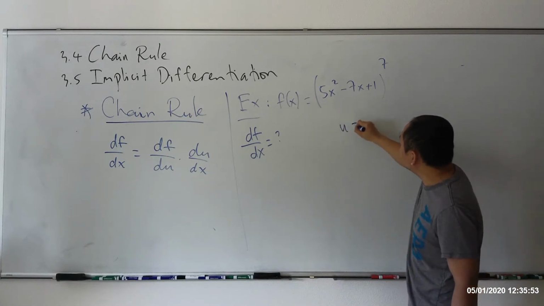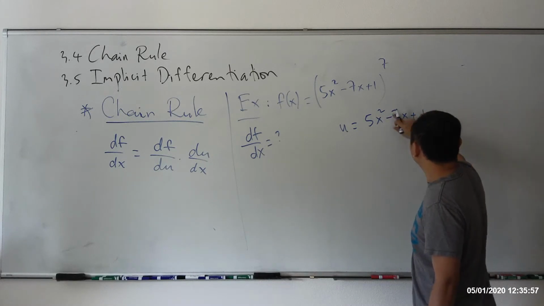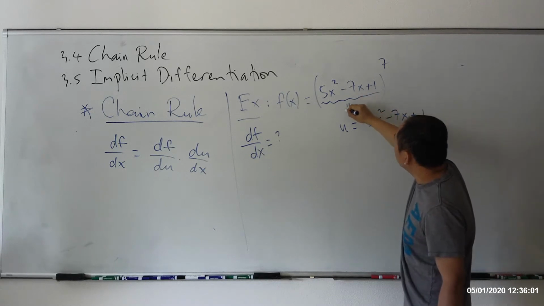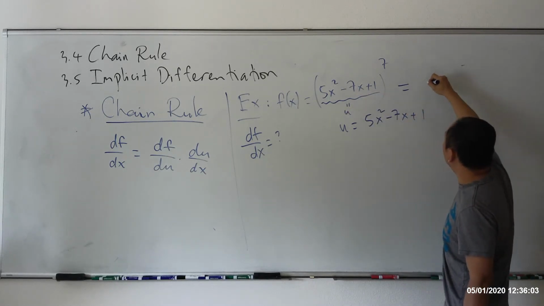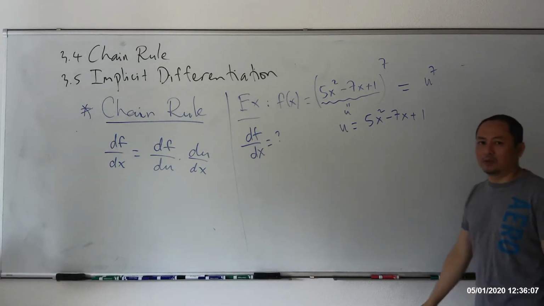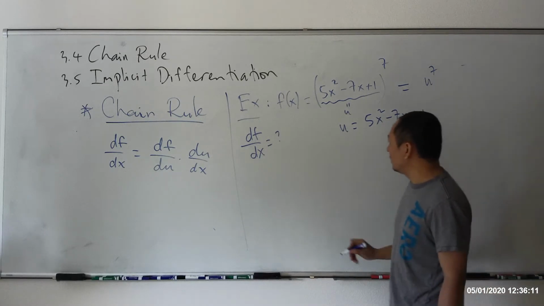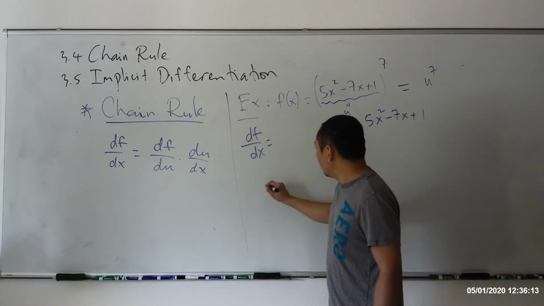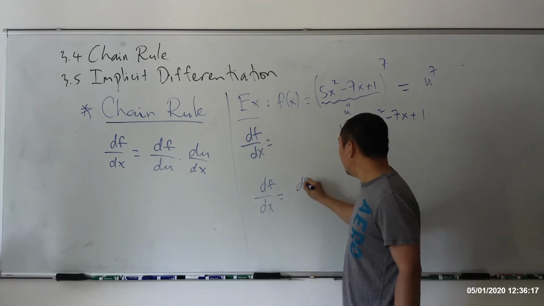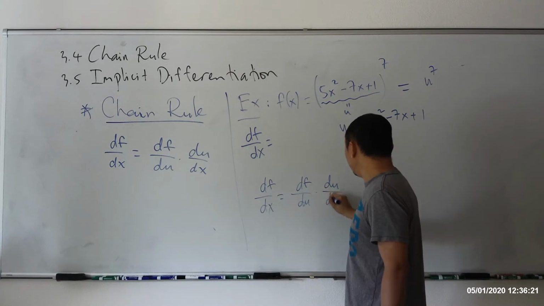You think of u equal to 5x squared minus 7x plus 1. See? I let the whole thing inside the parentheses be the letter u. So this problem is no more than u to the 7. Now it looks simple, right? U to the 7, you know the derivative is 7 times u to the 6. So the derivative of this, according to the chain rule, df over dx will be equal to df over du times du over dx. Okay?